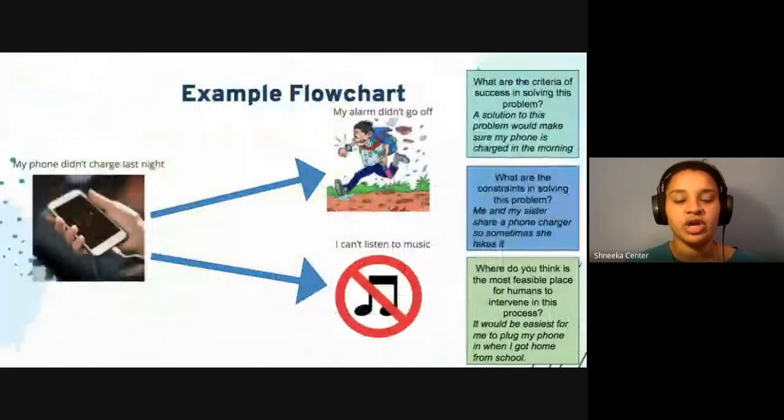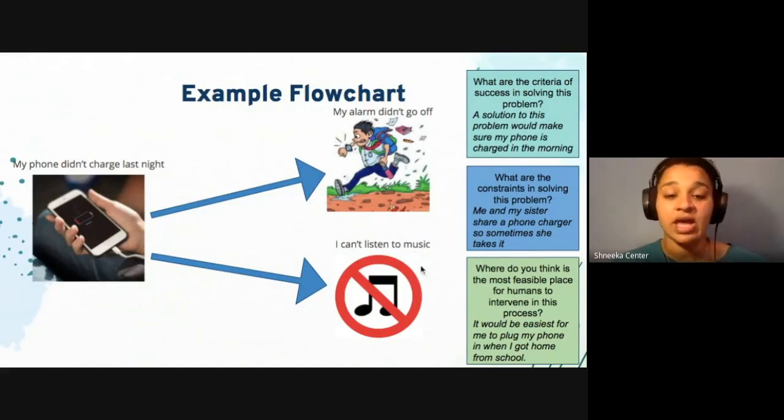Example flowchart. So that's the cause and the effects. My alarm didn't go off, so I'm late, and now I can't listen to music. Those are two of the effects of my phone not charging last night. So what are the criteria of success in solving this problem? Again, the problem is that my phone didn't charge. So a solution to this problem could be I make sure my phone is charged in the morning, right? So then I would be able to ensure that my phone doesn't die.